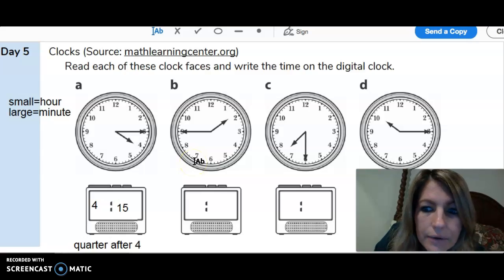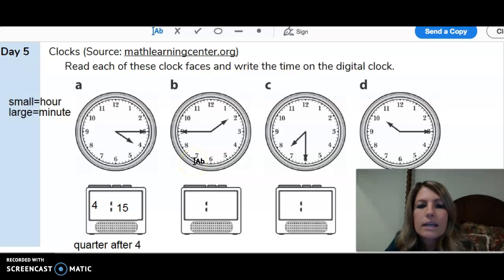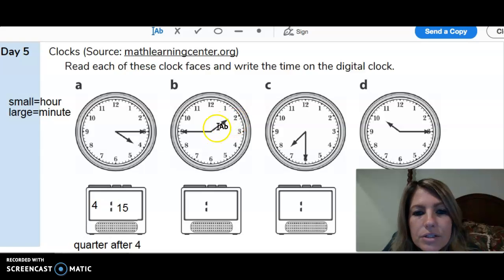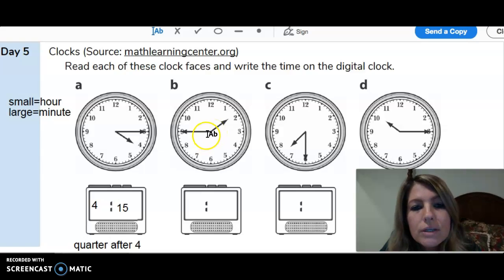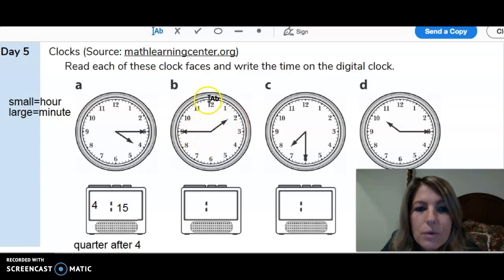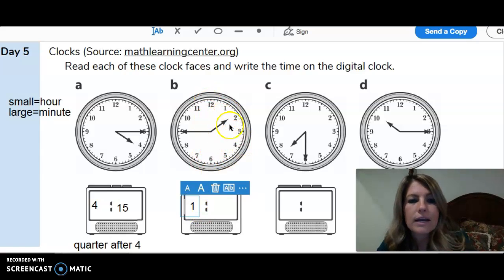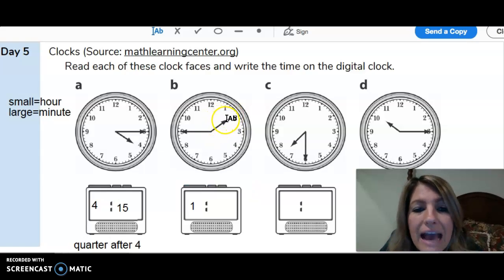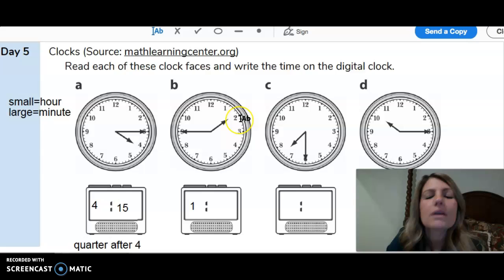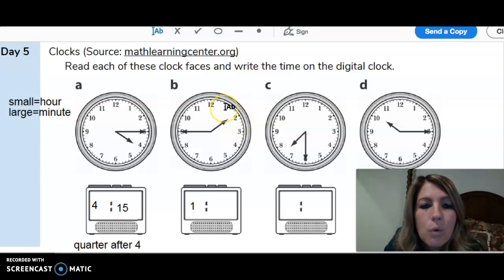Remember, we always start with the hour hand, and the hour hand is in between the 2 and the 1. We can't say that it's 2 o'clock yet because the hour hand is not perfectly on the 2. For it to be 2 o'clock, the hour hand would have to be pointing exactly at the 2, and the minute hand would have to be pointing exactly at the 12. So it's still technically 1 as the hour, even though the hour hand is so close to the 2. Because it's not there yet, it's still 1.